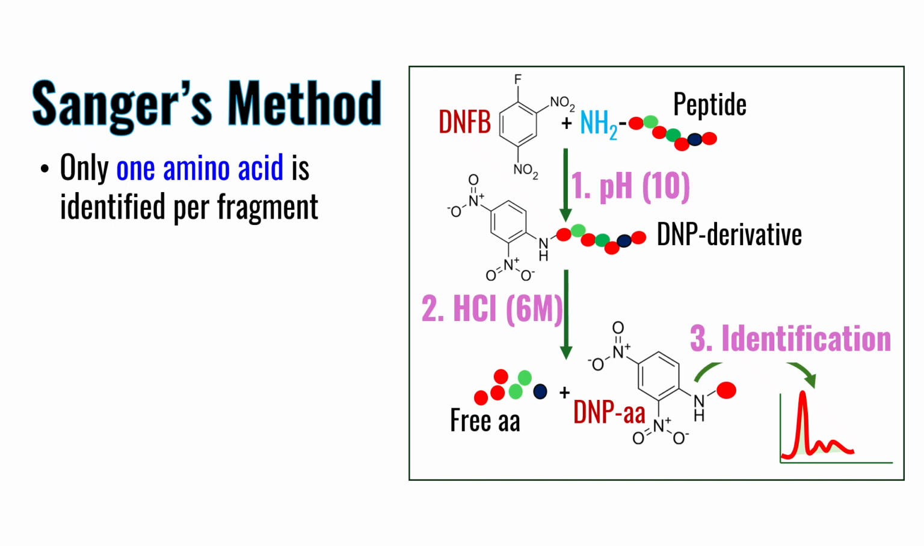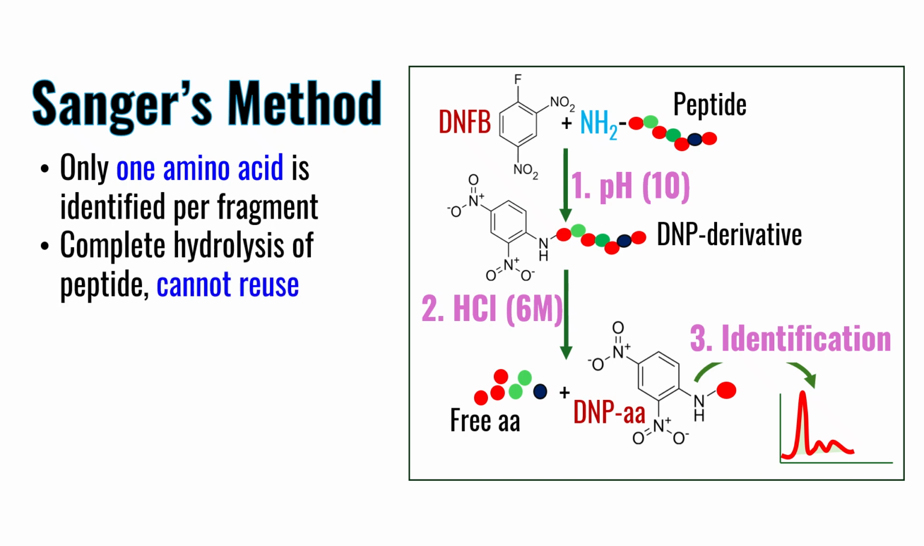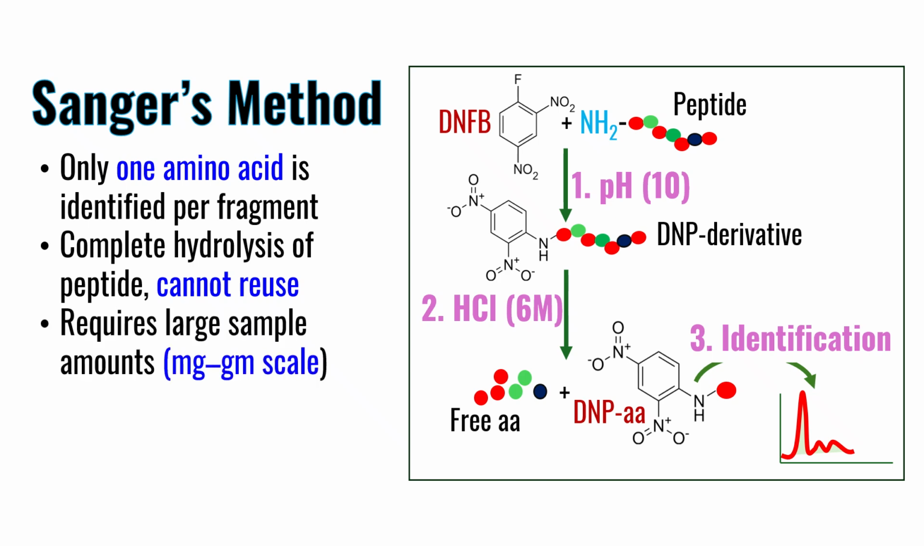There are a couple of limitations of this technique. First one is that only one amino acid is identified per fragment. You have noticed that. And also there is a complete hydrolysis of the derivative peptide. It means you cannot reuse the peptide again. Therefore, it requires a large amount of protein in the range of milligram to gram quantity. However, this is best suited for small peptides and for sequencing small proteins like insulin.